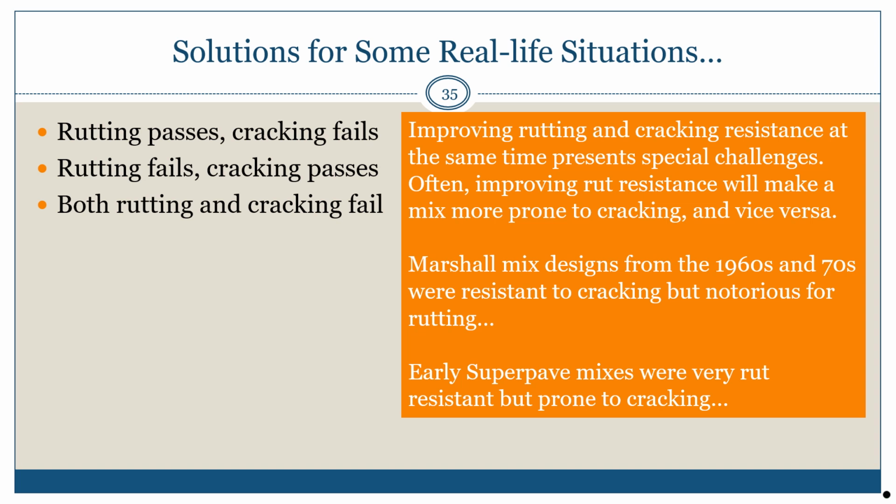A good example of that is what happened when we went from Marshall mix designs to Superpave mix designs. Those Marshall mix designs in the 1960s, 1970s were pretty good in terms of resisting cracking, but they were notoriously poor in resisting rutting. Now, we addressed that in the Superpave mixes, but when we first started to implement those, we found that, yeah, they had really good rut resistance, but they tended to crack more than those old Marshall mix designs. Now, we've addressed that to a certain extent, but I'm just using this to illustrate the trade-off there between rutting and cracking performance.